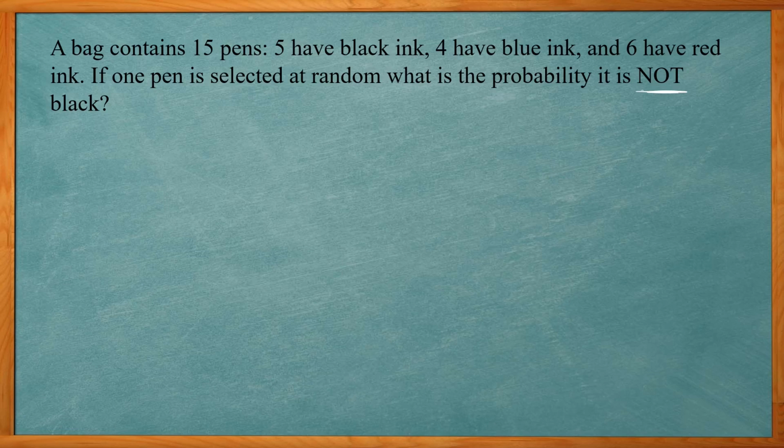Alright, so how many are not black? So we have the 4 blue and the 6 red. So that's 10. And our total number of choices is 15 pens. Again, we need to reduce this. 5 goes into both. So that becomes 2 over 3, or 2/3. So the probability of choosing a pen that does not have black ink is 2 out of 3, or 2/3.